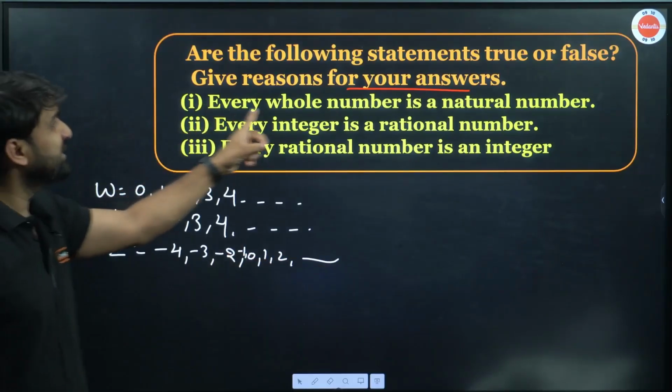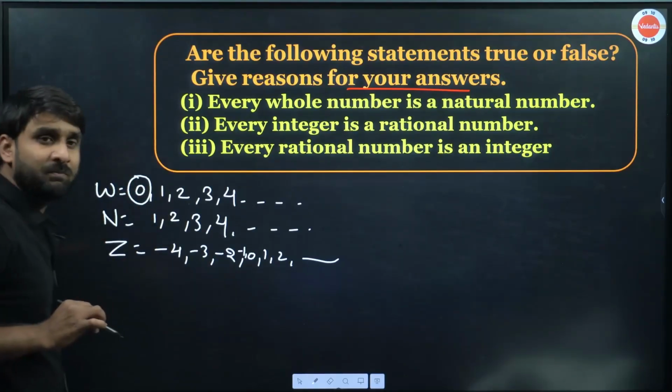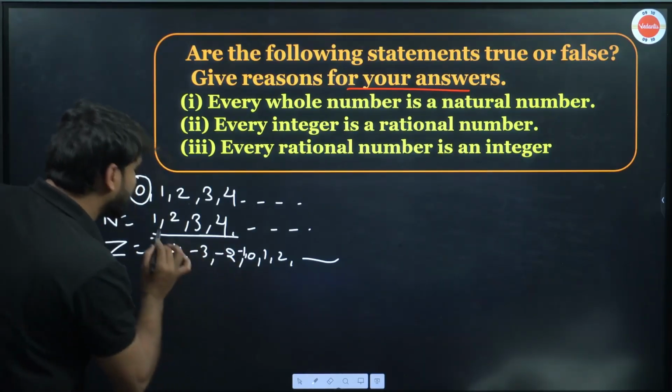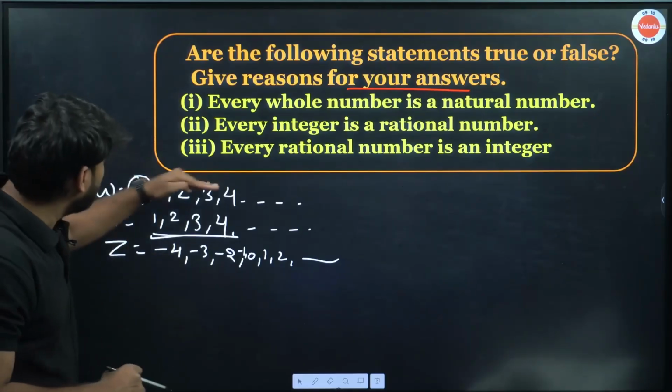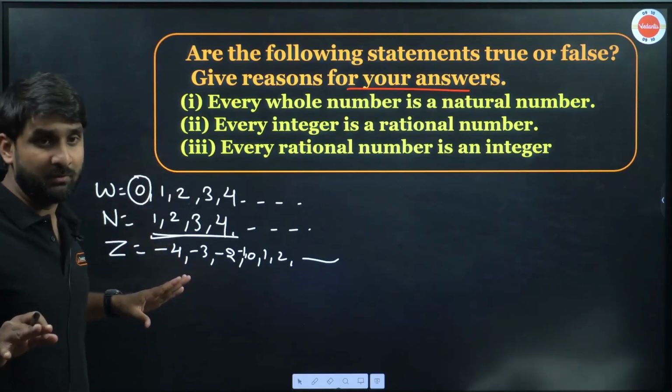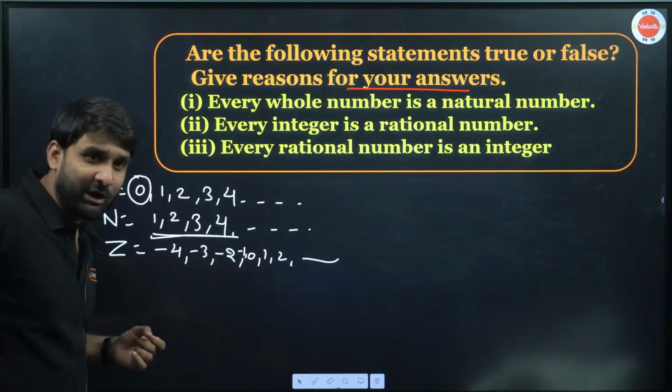So the first question is, is every whole number a natural number? No. In whole numbers 0 also comes up, but in natural numbers 0 is excluded. So every whole number will not be a natural number. But every natural number will be a whole number, because natural numbers start from 1, 2, 3, 4, right?